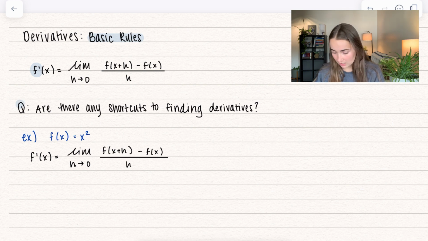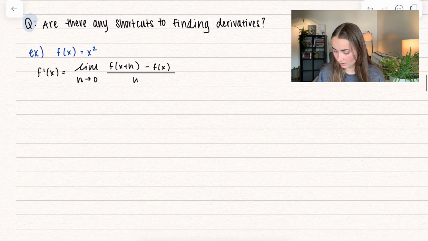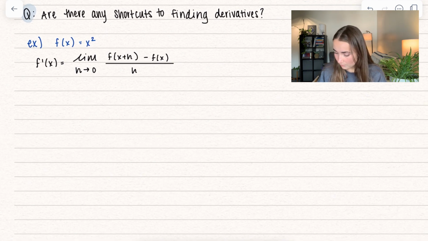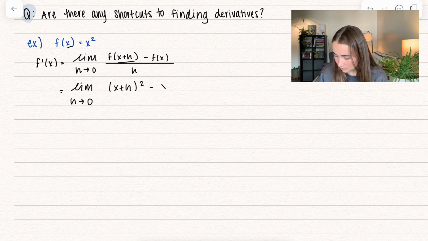So, question, are there any shortcuts to finding derivatives? There are, but we're going to take the long way to get there. So let's take our function f of x equals x squared. We want to go ahead and use the limit definition in order to solve for the derivative. So first what I'm going to do is plug in what I know. So I have the limit as h approaches 0, and I want to change my input from x to x plus h. So I'm just going to square that whole quantity minus the original squared all over h.